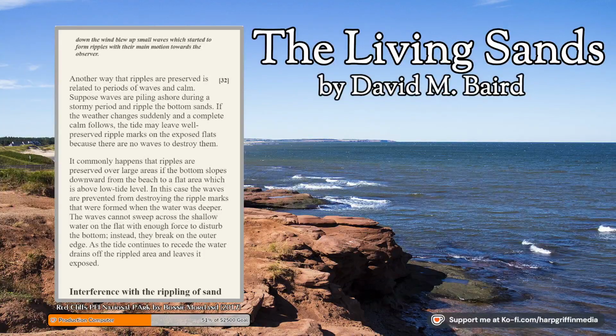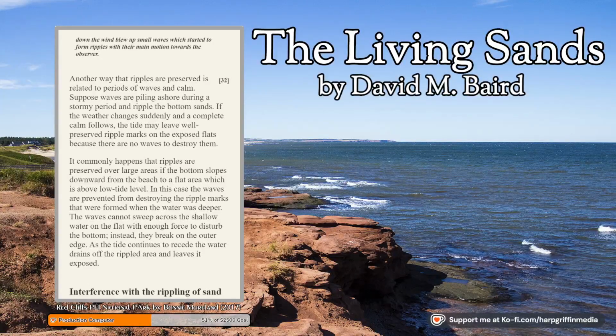Another way that ripples are preserved is related to periods of waves and calm. Suppose waves are piling ashore during a stormy period and ripple the bottom sands. If the weather changes suddenly and a complete calm follows, the tide may leave well-preserved ripple marks on the exposed flats because there are no waves to destroy them.